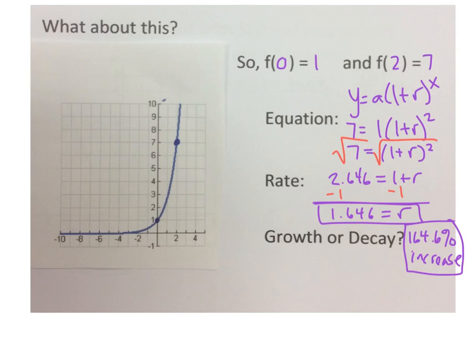So a 164% increase means it's more than doubling, which makes sense because after no time we have 1, and then after 2, again, hours, months, weeks, years, whatever it is, we have 7. So it's definitely more than doubling. So a 164.6% increase means that this is a growth situation. We can also tell that by just looking at the graph growing from left to right.